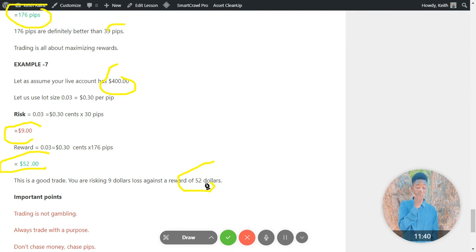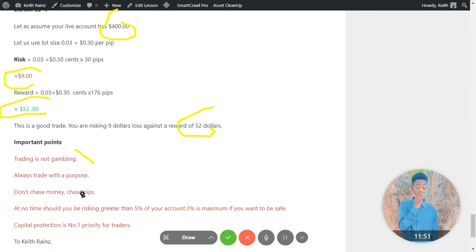To summarize, here are the top points. You have to know that forex is not gambling. We should always trade with a purpose, and you should not chase money, you have to chase pips. At no time should you risk more than 5% of your account. You should risk 3% maximum if you want to be safe. The last thing you have to know is that you have to protect your capital. This means that when you start trading, don't go negative below the amount you deposited. For example, if you deposit $20, you make $50 and you make a loss of $10, the loss is not big because it has not affected the capital you deposited. So make sure that your loss never reaches your capital.